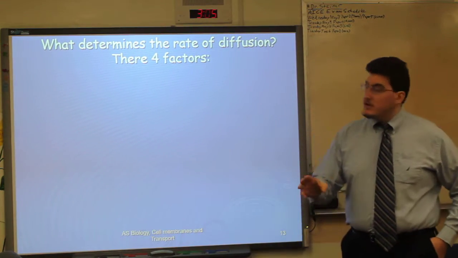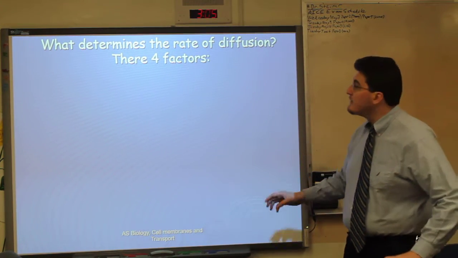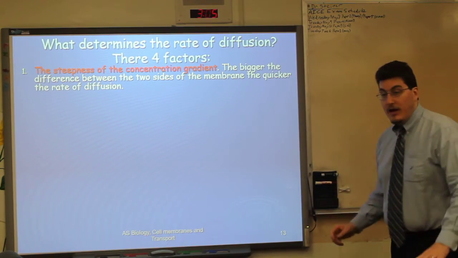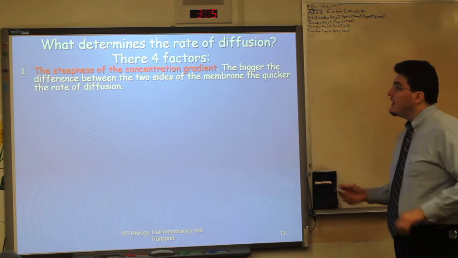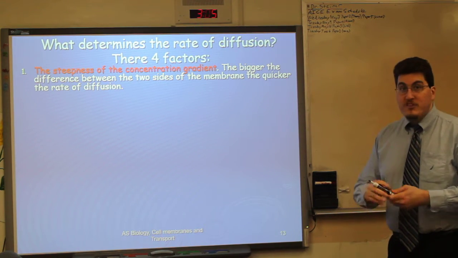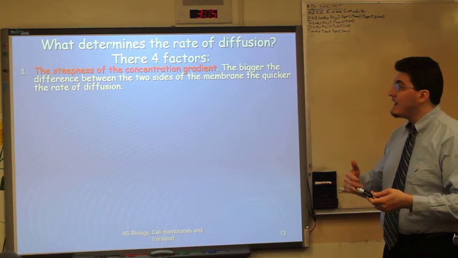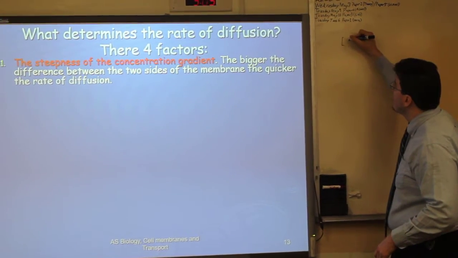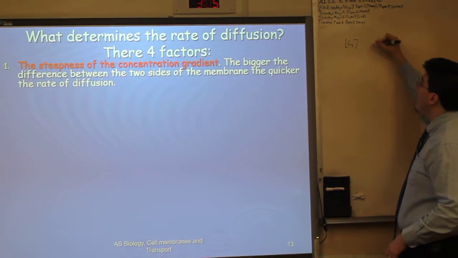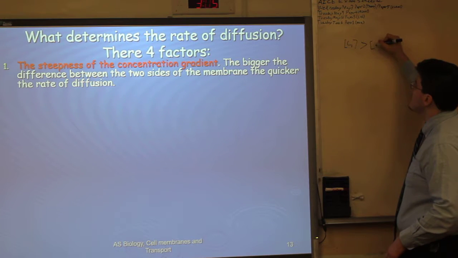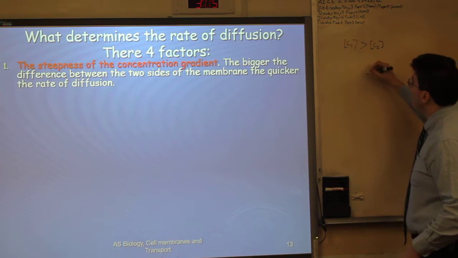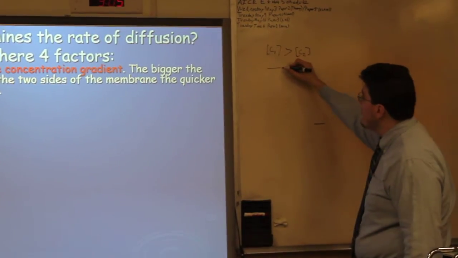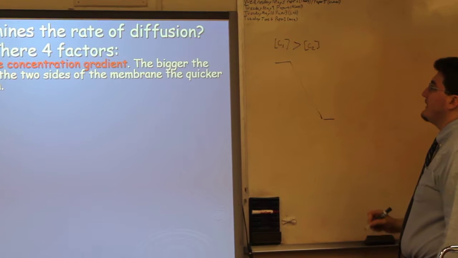So, the rate of diffusion is determined by 4 different factors. Now, the 4 factors are the steepness of the concentration gradient, and that steepness of concentration gradient is determined by the difference between your high concentration and your low concentration. So if you have your high concentration here, so this is concentration 1, and that is greater than concentration 2. So you have a high concentration here and a low concentration here. That's a steep concentration gradient.